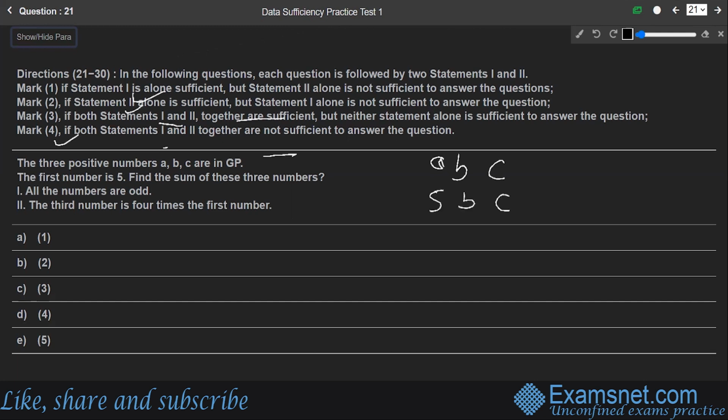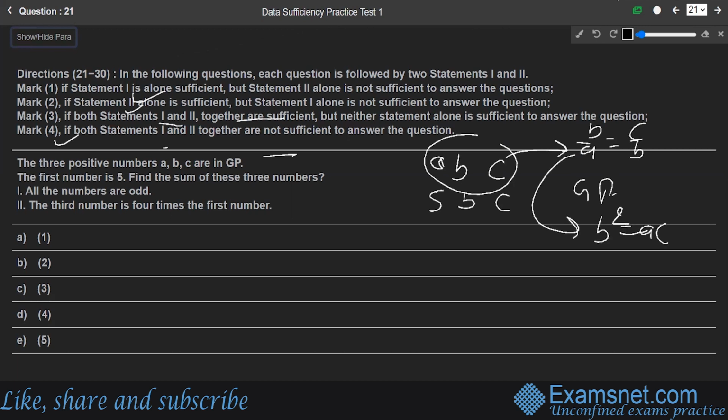So 5, B, C, and they are said to be in GP. When three numbers A, B, C are in GP, the condition becomes B by A is equal to C by B, or we can write it as B square is equal to AC. That is the condition when the numbers are in GP. So this is the information already provided.